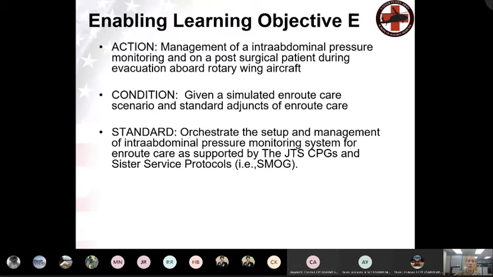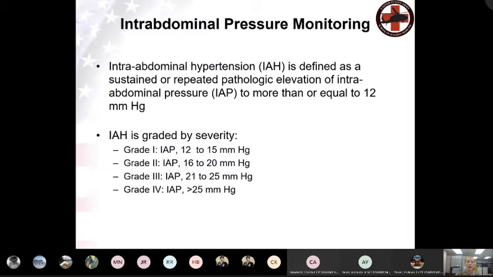All right, guys, let's go ahead and move to our intra-abdominal pressure monitoring. Now, with this, we don't see this as much, but I want you to be prepared for this in the event that you actually do this pressure monitoring. When we talk about the abdomen, we're particularly concerned about intra-abdominal hypertension, defined as a sustained or repeated pathologic elevation of intra-abdominal pressure to more than or equal to 12 millimeters of mercury.